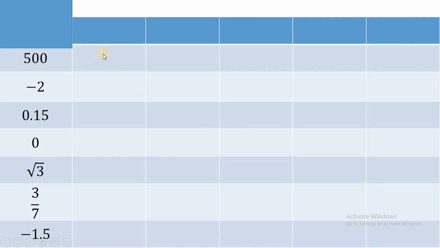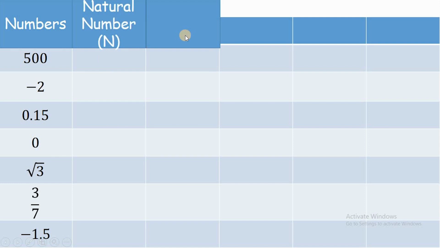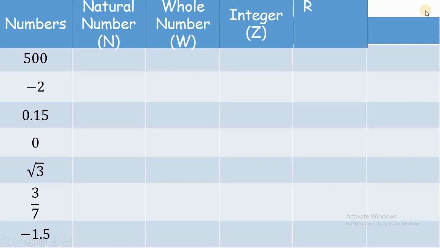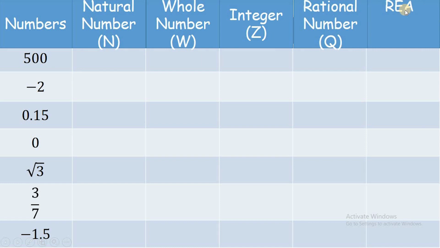In the first column we have some numbers: 500, minus 2, 0.15, 0, root 3, 3 by 7, and minus 1.5. In the second column we'll check whether the given number is a natural number or not. In the third, we will see whether these numbers are whole numbers or not. In the fourth, we see whether these numbers are integers or not. And in the fifth column, we'll see whether these numbers are rational or not. And in the last column, we'll see whether these are real numbers or not.